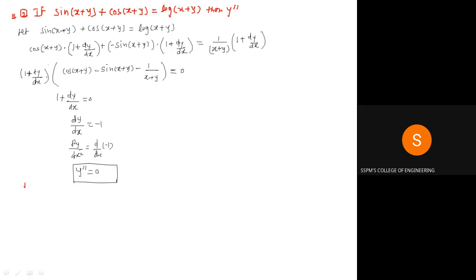So you should keep in mind why we have considered here 1 plus dy by dx, because we need to find y double dash, that is d square y by dx square. So we have taken 1 plus dy by dx equal to 0, not the second factor, because the second factor doesn't have a term of dy by dx. ये जो second factor है यहाँ पे dy by dx की term नहीं होती. Okay.